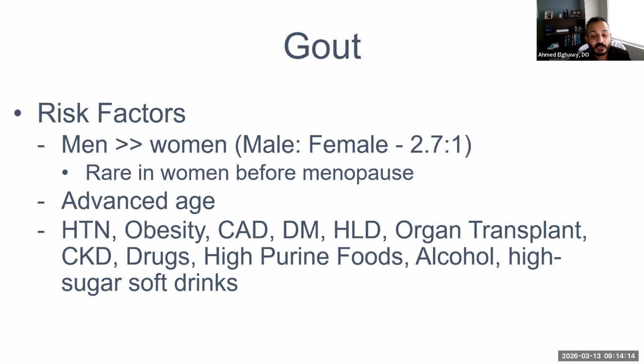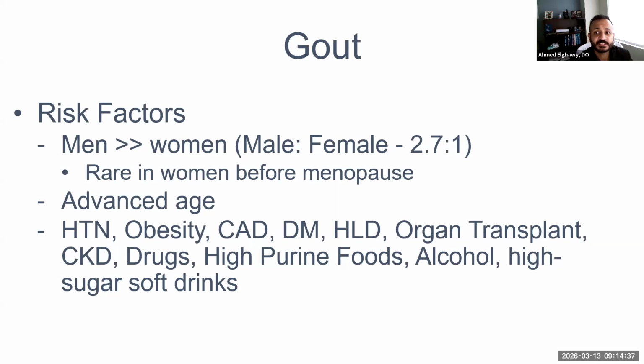And then as women get older and undergo menopause and lose a lot of the estrogen, the risk almost becomes 1-to-1. But a lot of the other comorbidities, hypertension, obesity, hyperlipidemia, psoriasis, or those who are on organ transplants, those who drink a lot of alcohol, those who drink a lot of sugary, like high fructose corn syrup drinks, all those things can lead to increased purine load and under excretion of the uric acid.